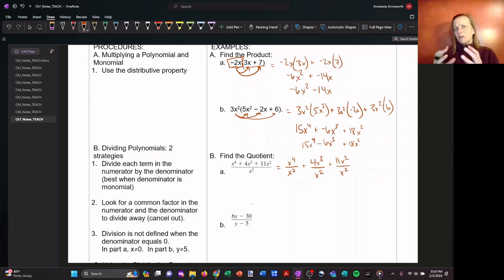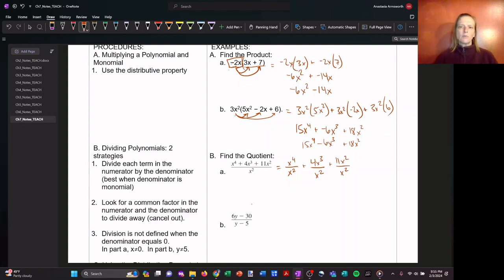And if you think about it, when you add fractions, they have to have that same common denominator so that you can add them together. And this is the same thing that we're doing here in reverse. We're taking each portion of the polynomial in the numerator and putting it over that same denominator, giving it that common denominator. Well, now that I've written this as 3 separate fractions, I can see that these fractions can be reduced.